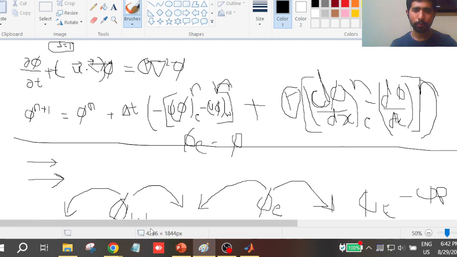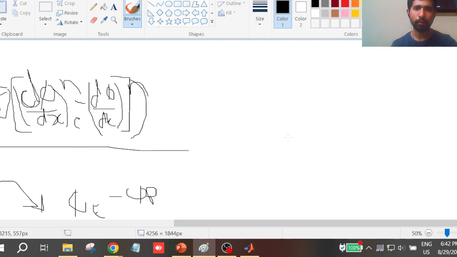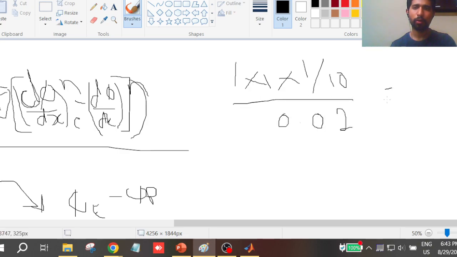So what will that turn out to be? 1 into 1 into 1 divided by 10, divided by tau, your mu here in this case 0.02. I think this will be 50. 50 by 10 is 5, which is very much greater than 2, your threshold level. So anyway, you have to use a good upwind scheme here.